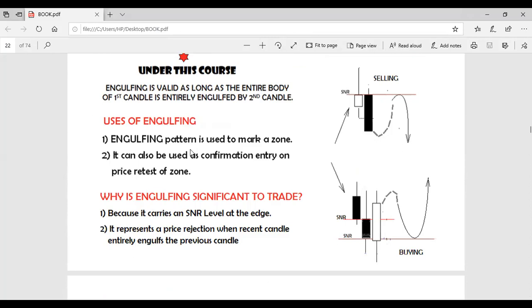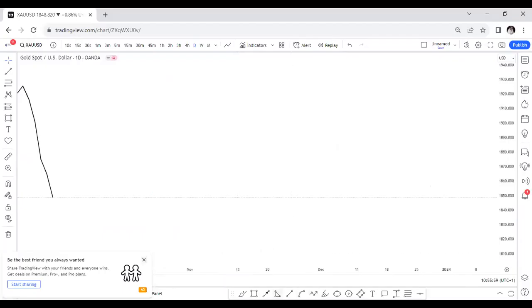What do we mean by a zone? We'll talk about that. Then the second one, it can also be used as a confirmation entry on price retest of a zone. We can use engulfing to confirm a particular trade setup within a zone, to confirm an entry point, because we believe that if engulfing is established, price will usually come back to retest it. That is the basic truth.